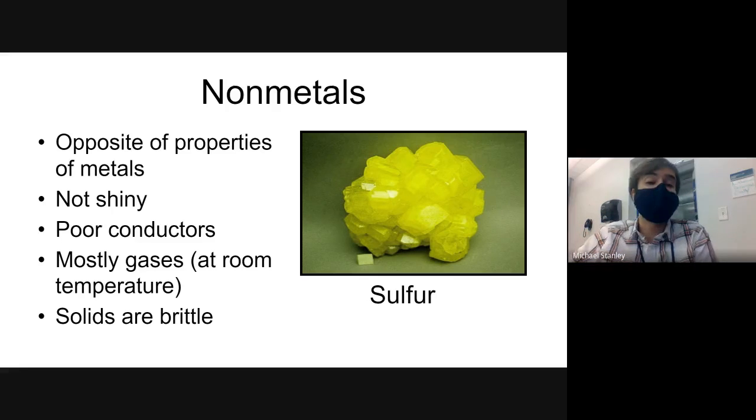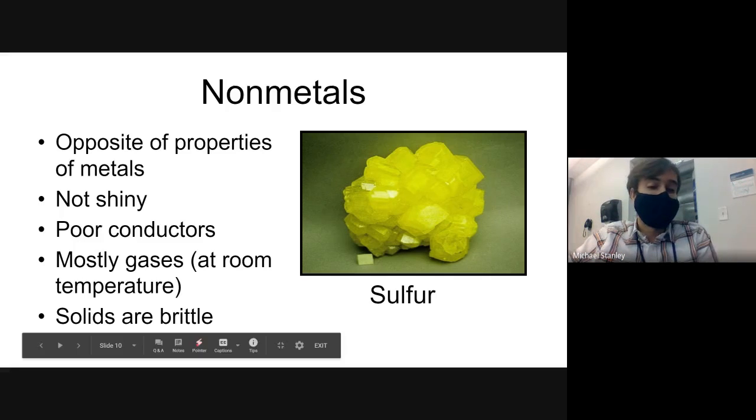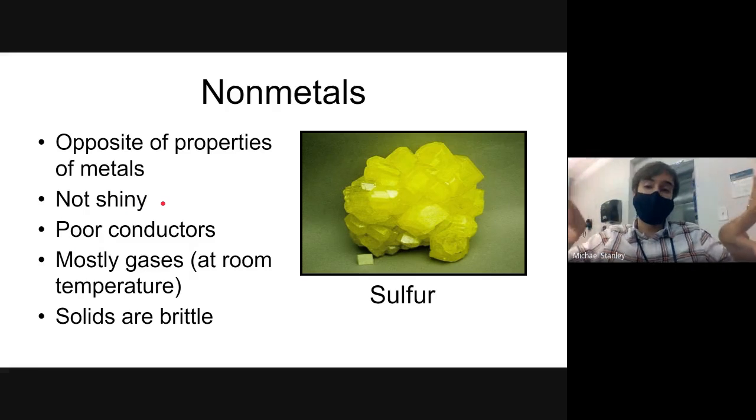So like I said, basically the opposite of metals. They tend to be gases. They're very bad conductors. If you do make them solid, they just kind of shatter and break apart if you try to do anything with them. And they don't have this kind of shiny exterior. So nonmetals and metals are sort of on opposite sides of the scale.